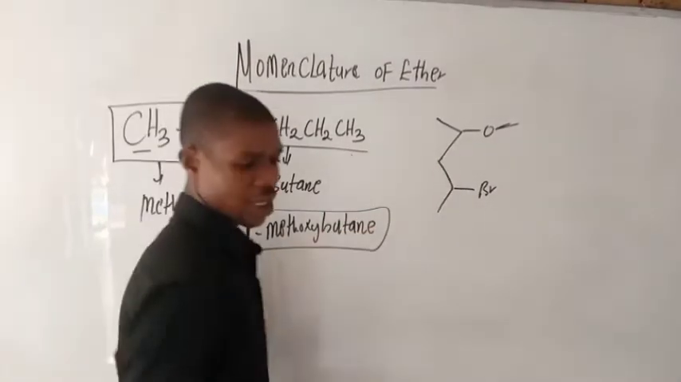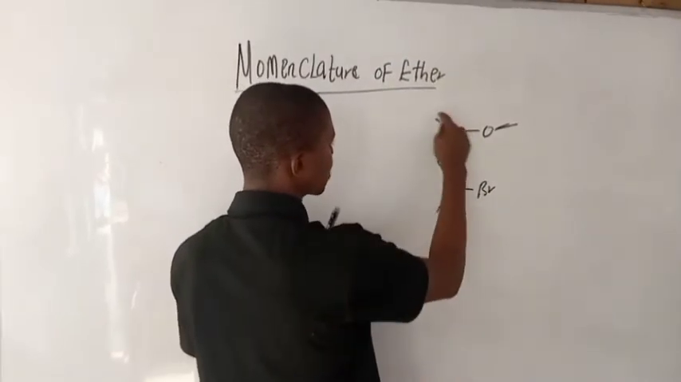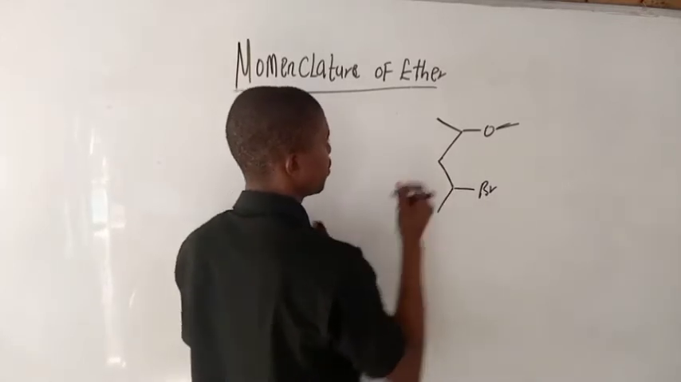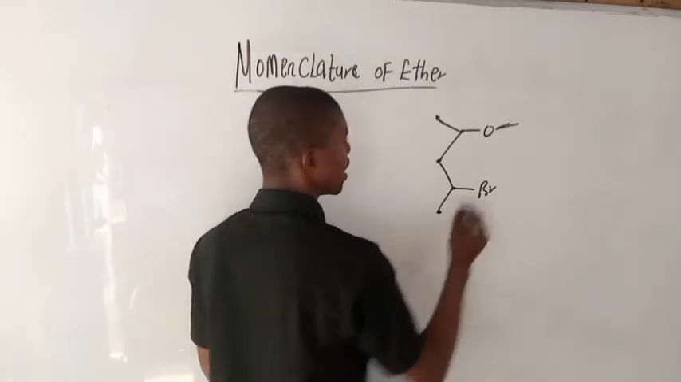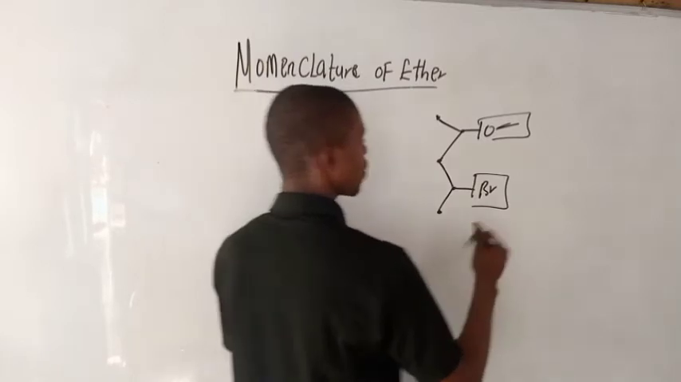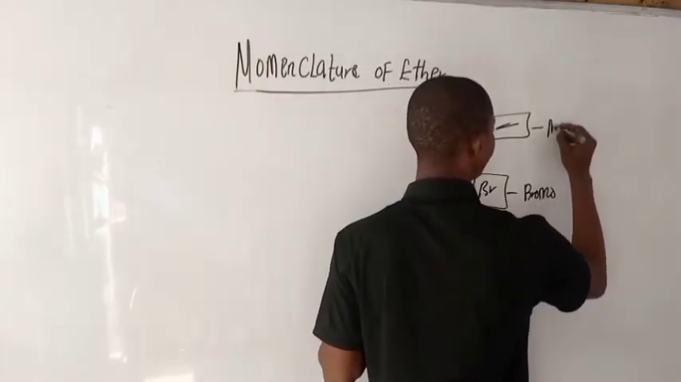Now let me move over to this other one. This one is called the skeletal structure. What you want to put in mind is that each point represents a carbon atom: 1, 2, 3, 4, 5. So here we have 5 carbon atoms. Now here we have this substituent, and here we have this substituent. Here we call it bromo, and here we have methoxy.